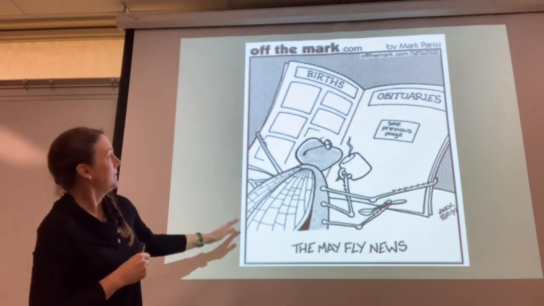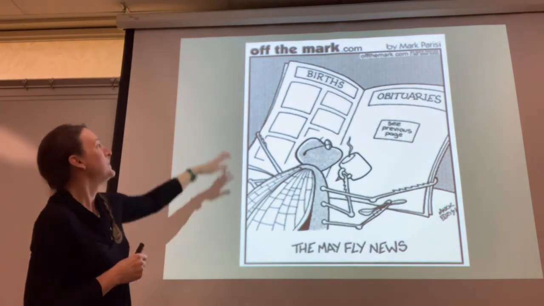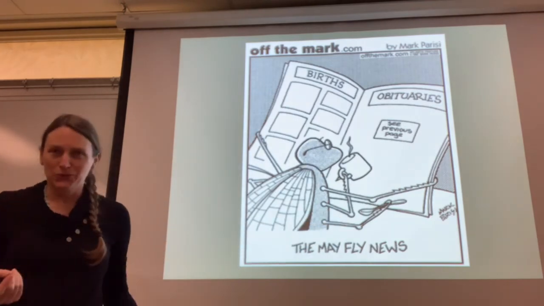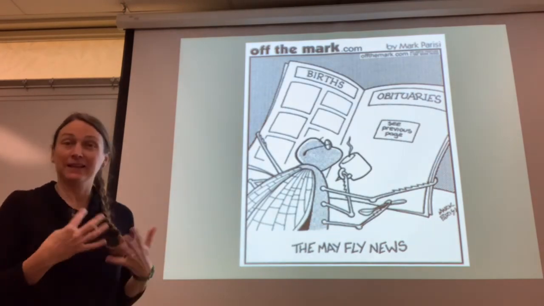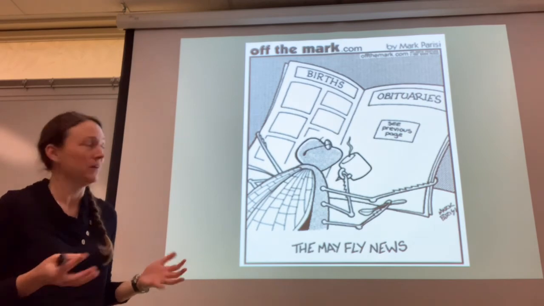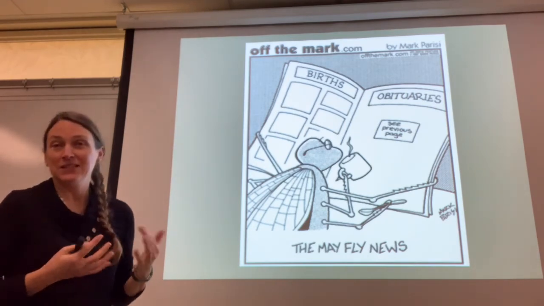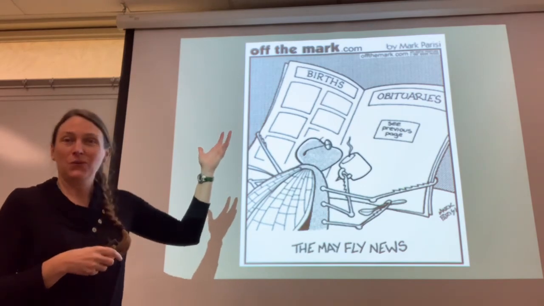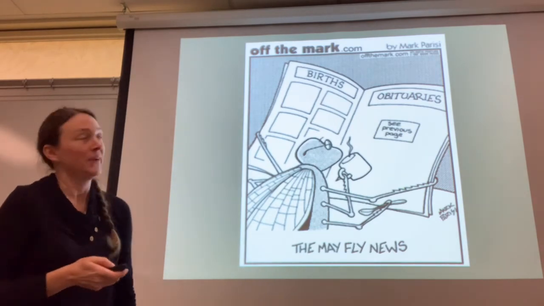So this is basically a mayfly reading the newspaper. He sees birth and then obituaries on the next page. It's not really true because they are laid as eggs and they live for many months to years underwater. But if you're someone who only sees their adult form, it will seem like they all were born on one day and they died the next day, right? Or the same day.